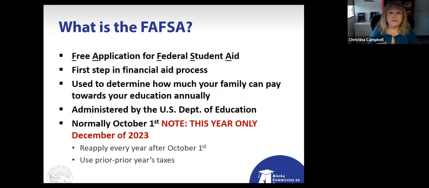We're hoping December 1st, but things change. There are many changes to this that may hold it up even more. So the student should get used to filling it out every October, except this year. And a good rule of thumb is about 10 months before the student plans to start college.